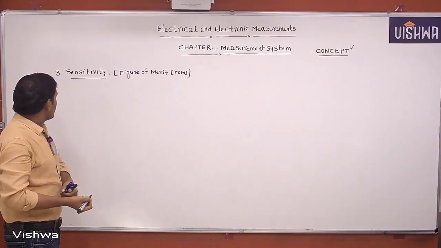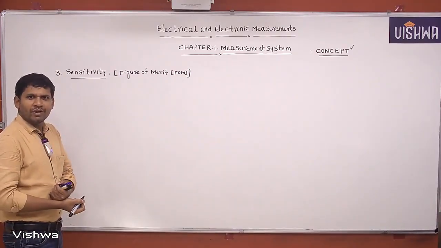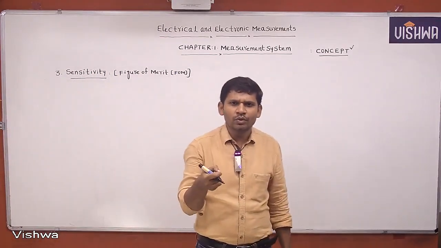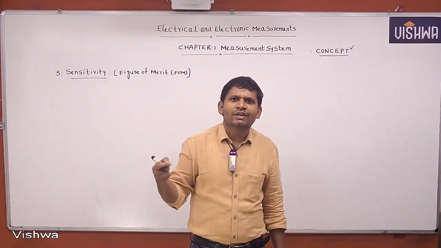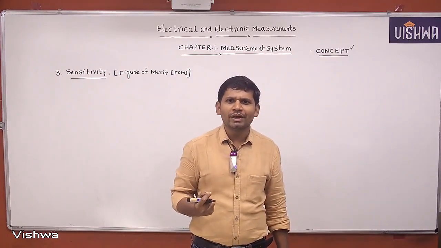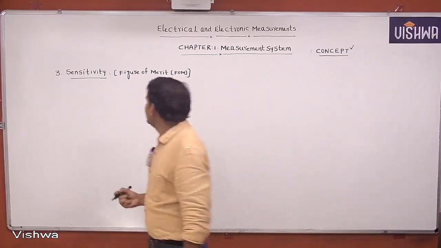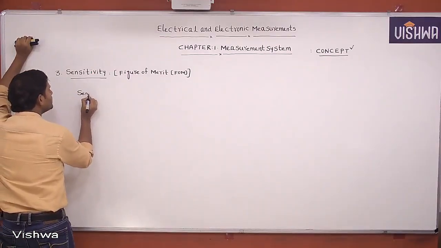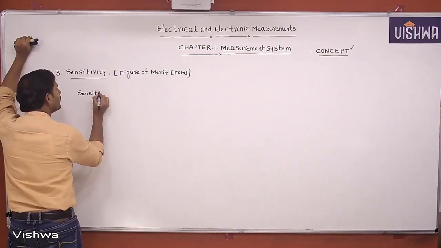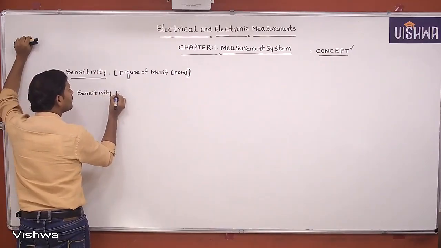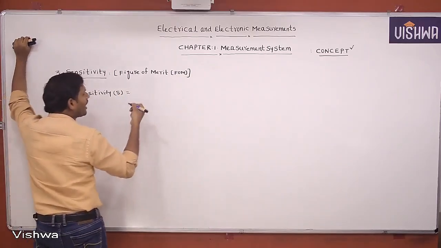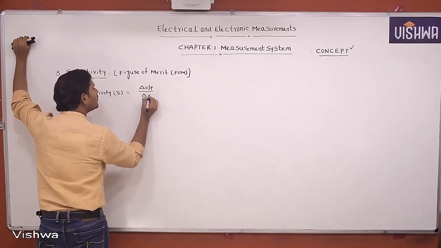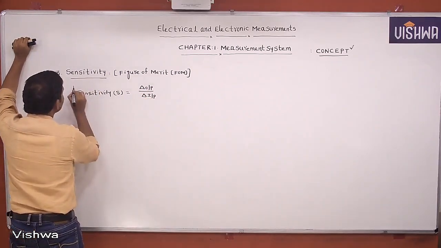In general, how to define sensitivity: if any instrument detects even a small value, if there is a small change in the input and there is a detection in the output, then we can say that instrument has high sensitivity. The fundamental definition: sensitivity S equals fractional change in output by fractional change in input. Then it is nothing but sensitivity.